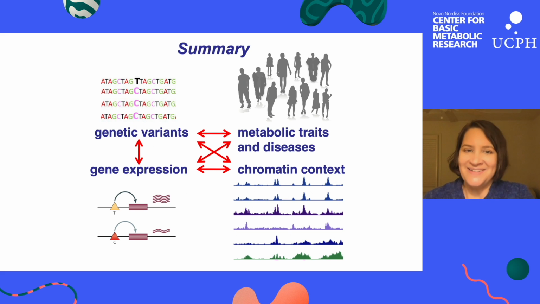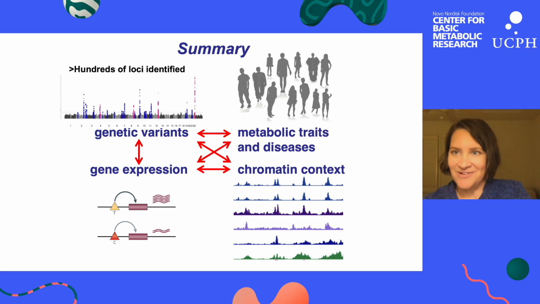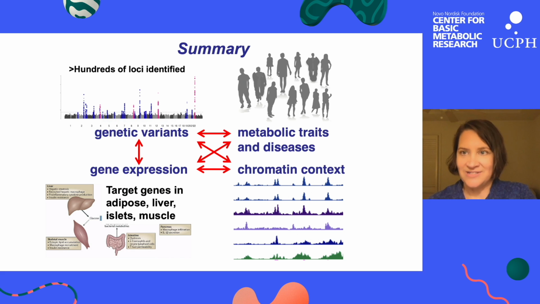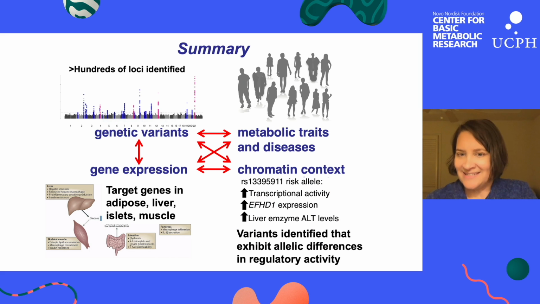So together, we've identified genetic variants that are related to metabolic traits. There have been hundreds of loci identified for many metabolic traits. We can investigate all of these using gene expression level and have identified target genes in multiple tissues, and then use chromatin context to identify specific mechanisms by which genetic variants can be affecting gene expression to influence traits. And hopefully through these processes we identify particular target genes that can be used to develop new therapeutics, to better understand biology, and ultimately to reduce the impact of these diseases.